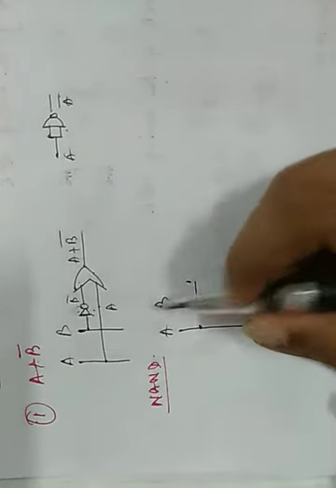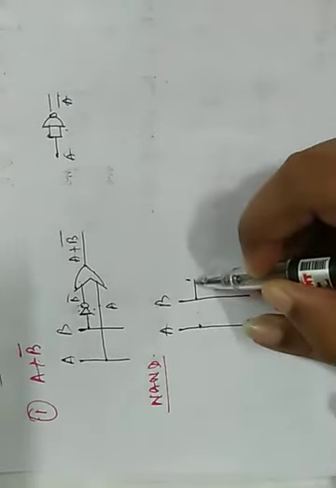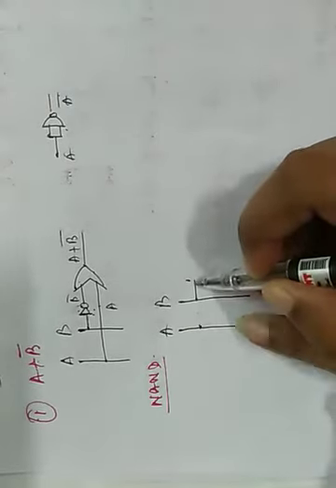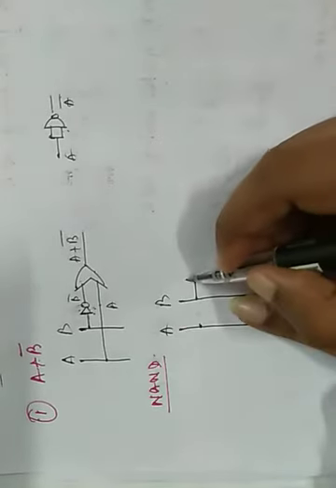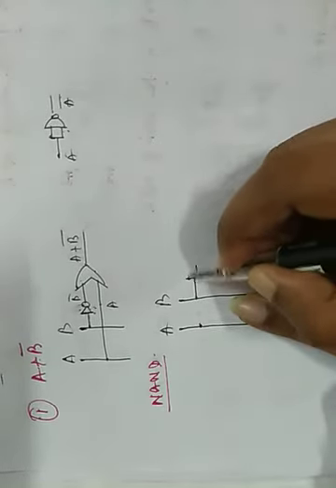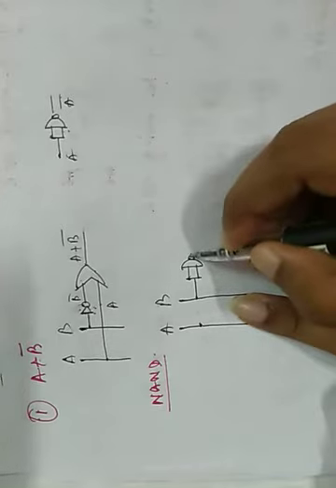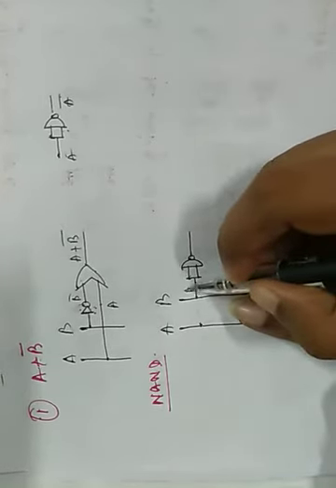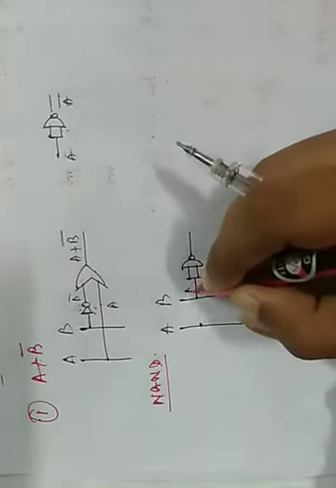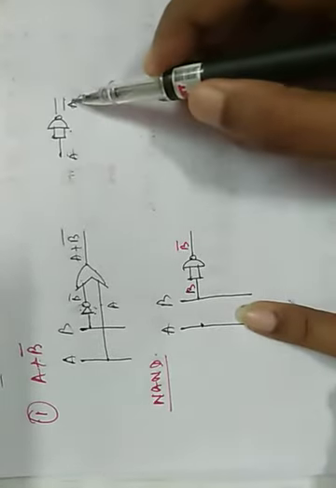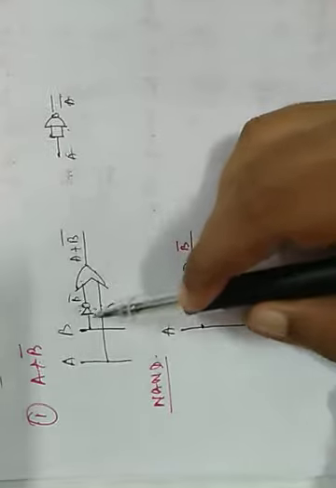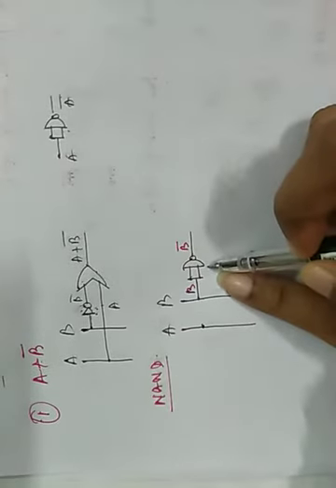So B complemented means B input should pass through a NOT gate. Instead of this NOT gate we have to use a NAND gate. So we can use the single input line divided like this way. So if it is B, it will be B bar, A bar. So we can replace the NOT gate using this one.